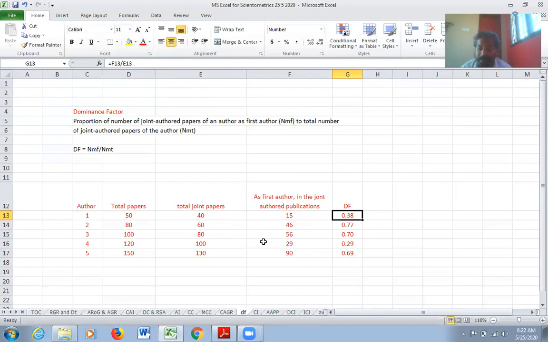But if you take a second author, he had 60 joint papers in which he appears as the first author in 46 papers. So his dominance factor is 0.77. Fine. So this is how we can calculate the dominance factor.